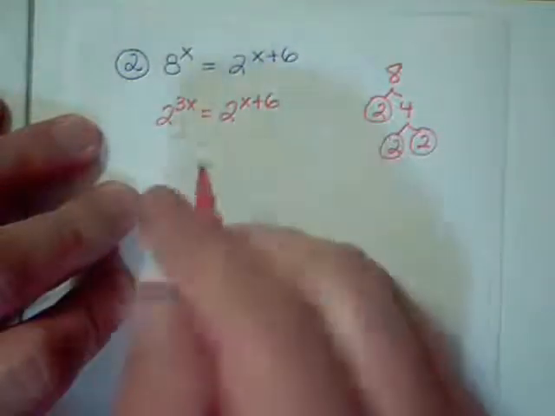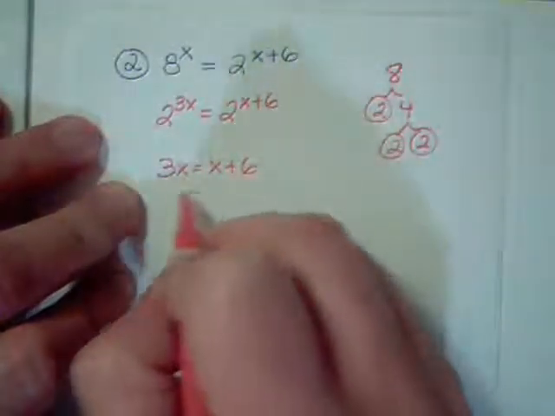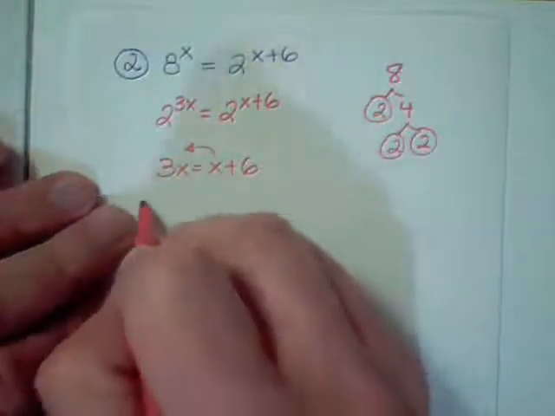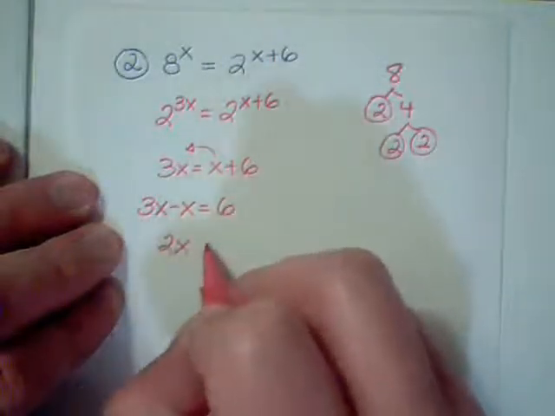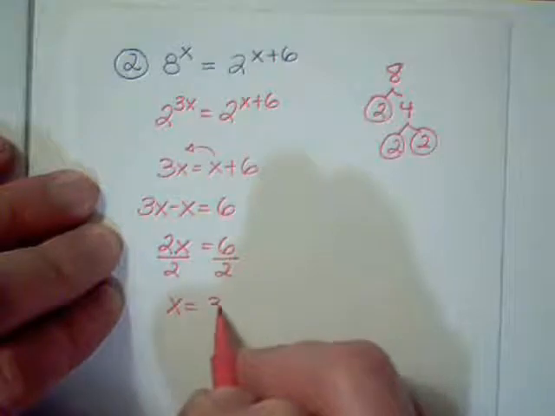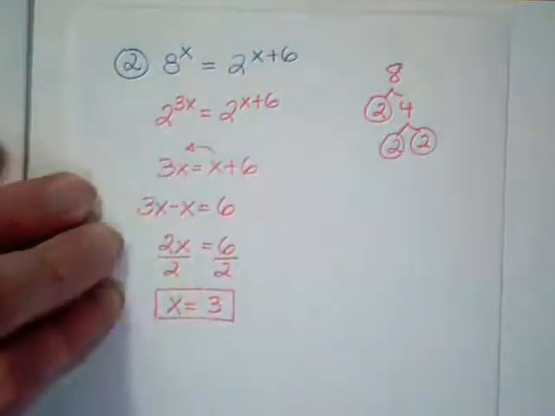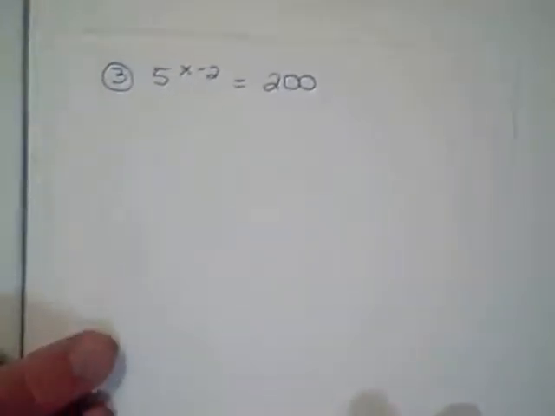Now that they both have the same base, you can write 3x equals x plus 6. And then to solve for x, all I have to do is move the x to the other side, so it will be 3x minus x equals 6. This will be 2x equals 6. Divide both sides by 2, x equals 3. Let's go to example number 3 now.